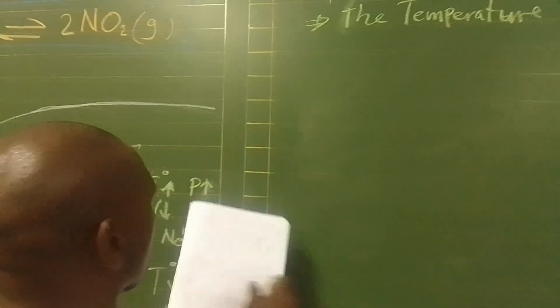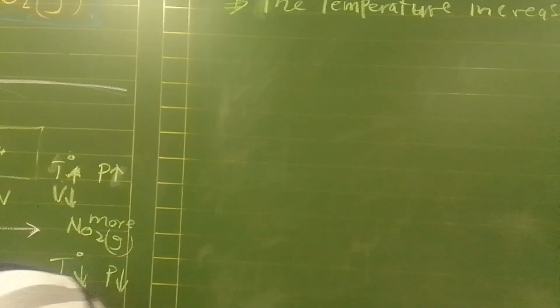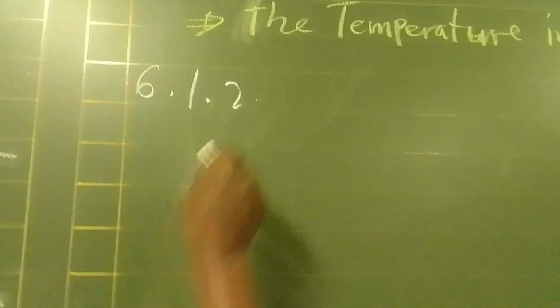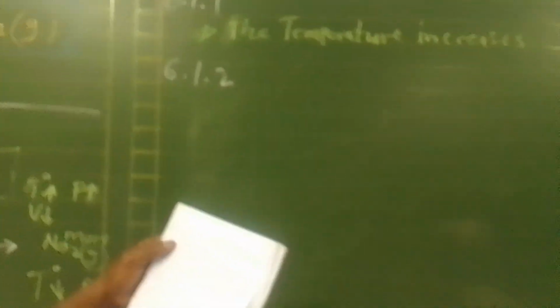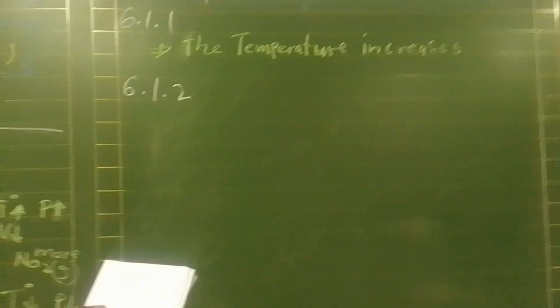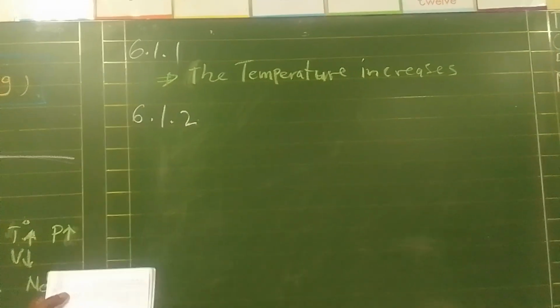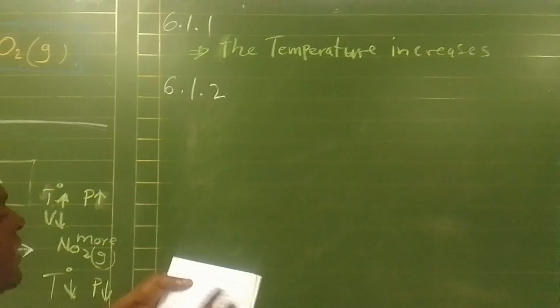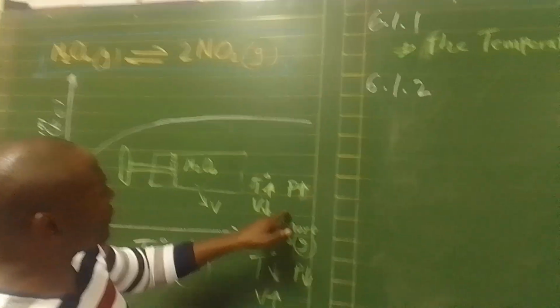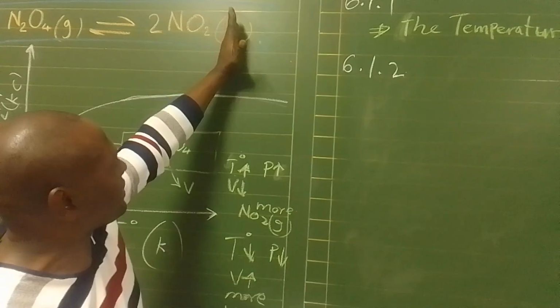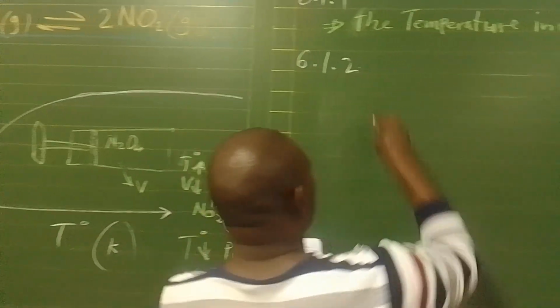Now we go for question 6.1. 6.1 says, which reaction was favored due to an increase in temperature? Write only forward or reverse. As the temperature increases, it means that more of this is going to be formed. So it is going to go forward, not backwards. So the answer is forward.